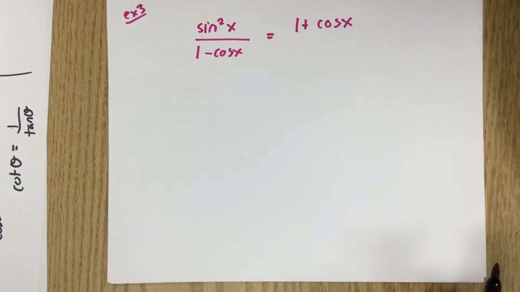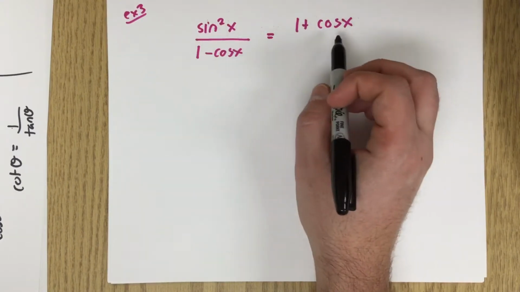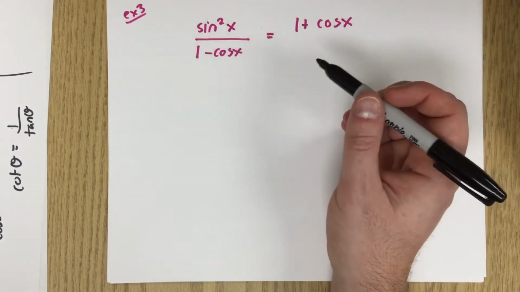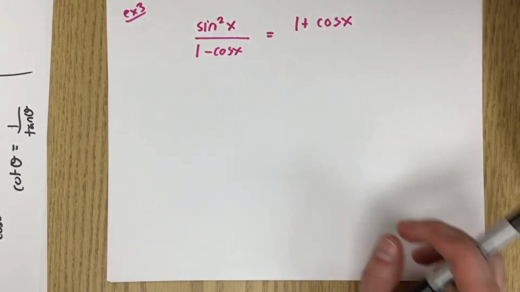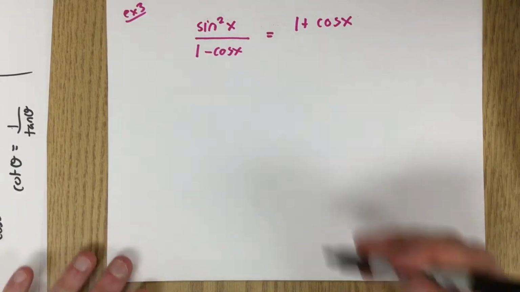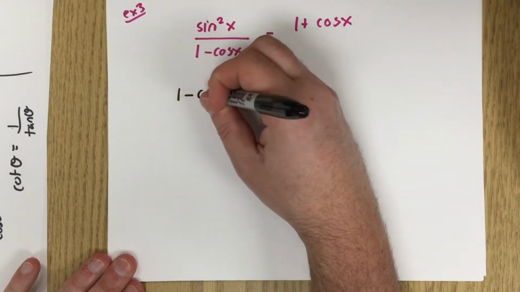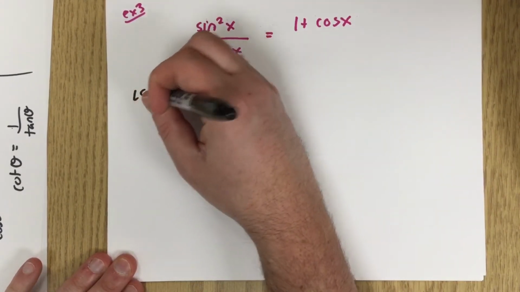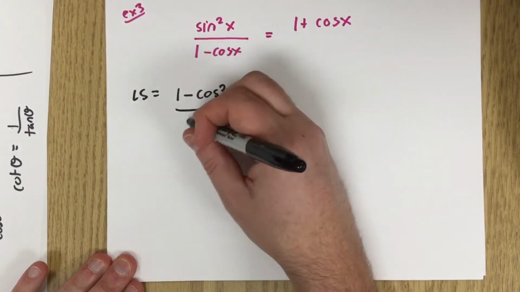Okay, so this one over here, we have sine squared x over 1 minus cos x and 1 plus cos x. Notice that there's no sines on this side, but there's a sine on this side. So I probably want to get rid of the sine on this side. And I'm going to do that by using the Pythagoras one again. So I'm going to say the left side is 1 minus cos squared x over 1 minus cos x.